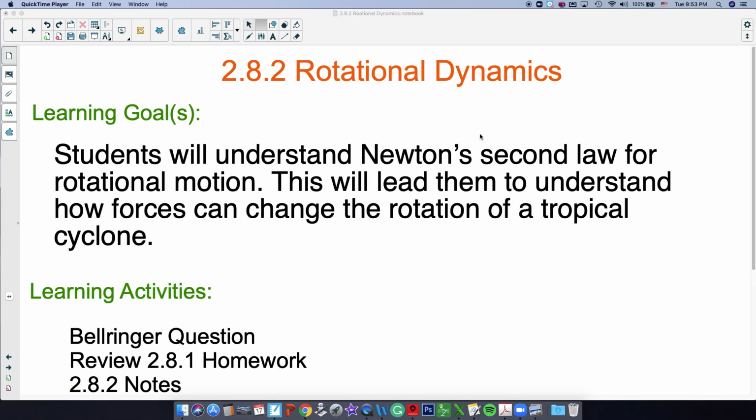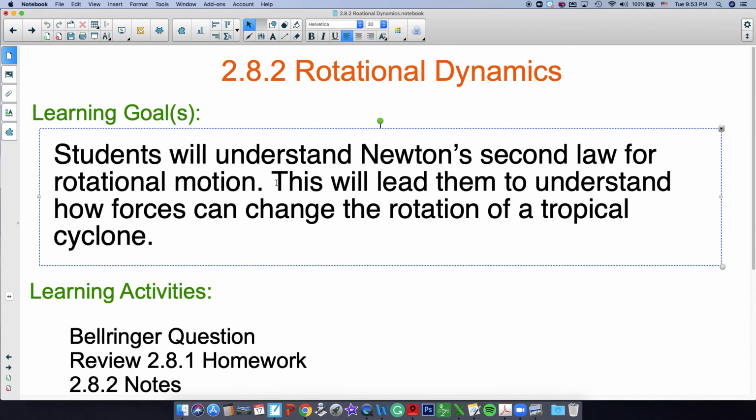Okay, so this is our lesson 2.8.2 on rotational dynamics. This will be a two-part lesson. This would be part A, and we're going to look at Newton's second law for rotational motion. And I'm going to add, we're also going to be looking at torque.